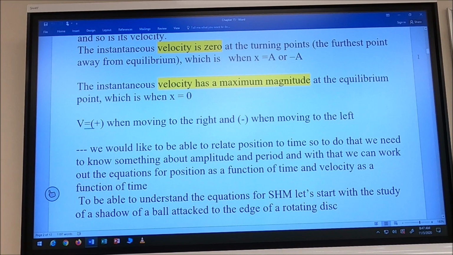We would like to be able to relate position to time. So to do that, we need to know something about amplitude and period, and with that we can work out equations for position as a function of time and velocity as a function of time. So to understand simple harmonic motion, I first want us to look at a ball attached to the edge of a rotating disc, and we're going to concentrate on the motion of the shadow, okay?